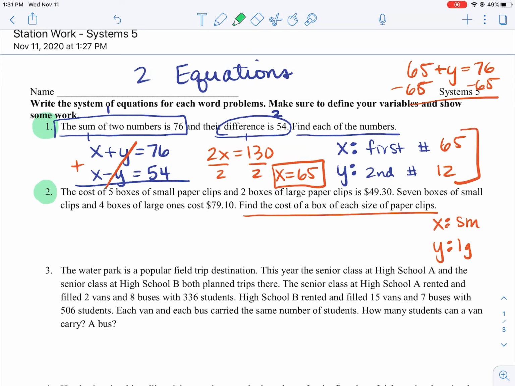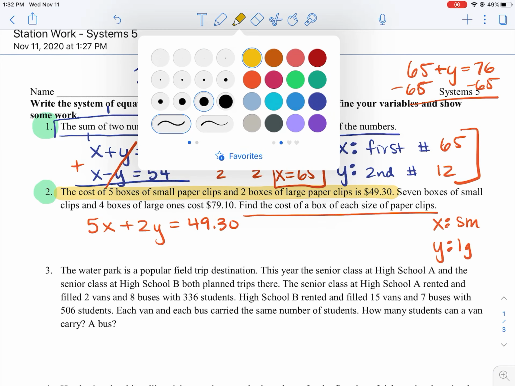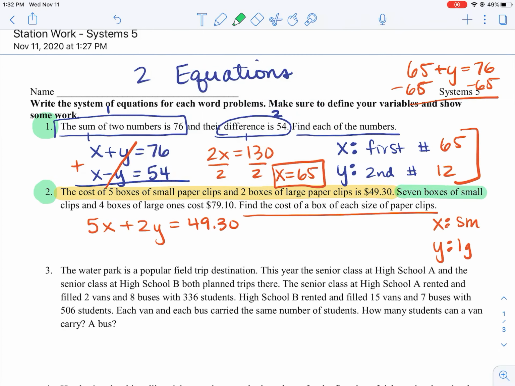So when I go to set this up, this is kind of nice because they're separated in sentences for me. If I read through this, the first sentence walks me through the first equation. I've got 5 boxes of small, which is x, and 2 boxes of large, which is y, and that equaled $49.30. When I go to do the second equation, it's in the second sentence here. So 7x plus 4y equals $79.10. This seems awful to do anything other than graphing, so I'm going to go ahead and graph that.